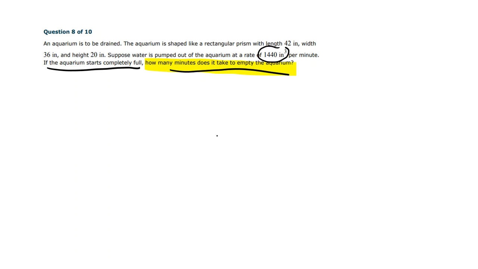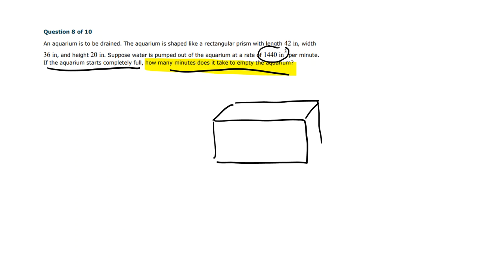So let's go ahead and I'm going to attempt to draw a rectangular prism here again. You guys, I'm not a very good artist. You know that by now though. So we have a length of 42, width 36, and then height is 20. Okay, and obviously my drawing isn't very proportional, is it?